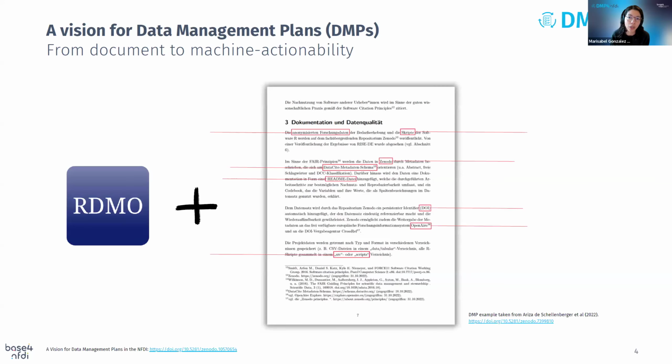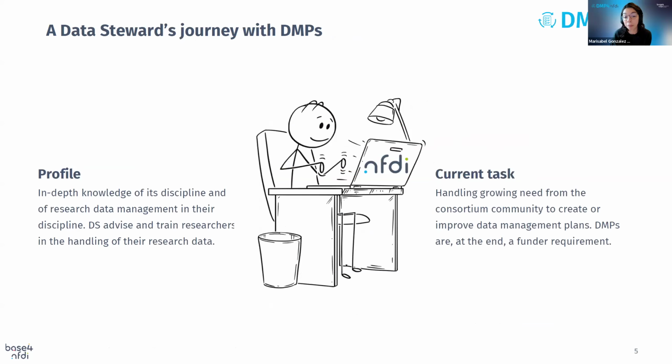That means we can use a DMP tool, like, for example, RDMO, and the metadata or information entered in a DMP to support the automatic exchange of information between services and stakeholders, enhancing in this way communication, collaboration, and efficiency in research data management. So what does that mean for someone working with DMPs in a consortium?